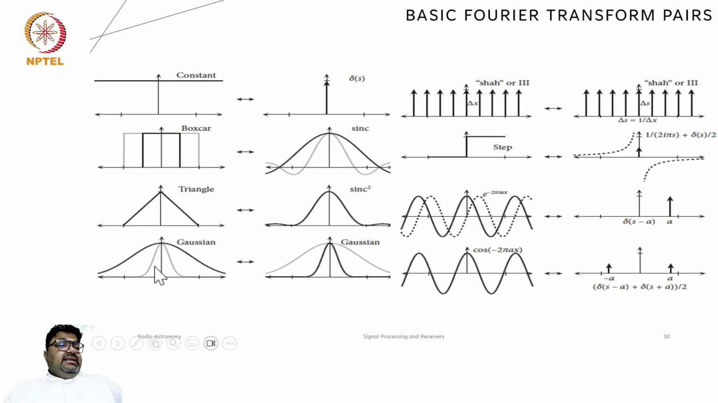So this lighter curve in the center is the Fourier transform of this broader curve, which is also in light, and the darker curve in this plot is the Fourier transform of the wide Gaussian in the Fourier conjugate space. If you have a sinusoidal function with a single frequency, then you get two delta functions at those two frequencies, minus a and plus a, and so on.